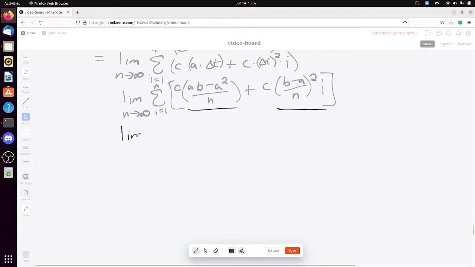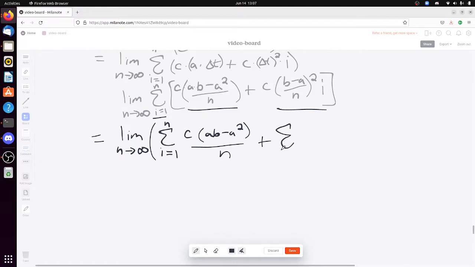So we're still talking about the limit as n approaches infinity of, and I'm going to take this term and basically apply it to both terms separately. So now we're talking about c times ab minus a squared over n, plus, just going to apply it over here, c times b minus a over n squared times i. And that's all in the limit.